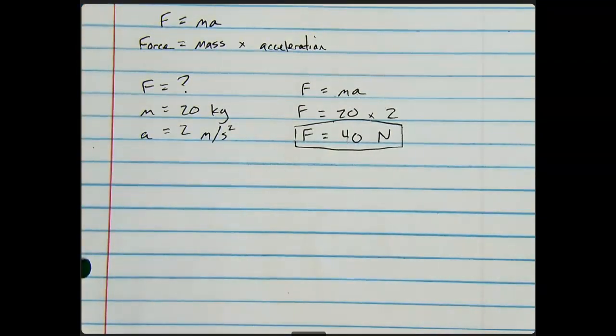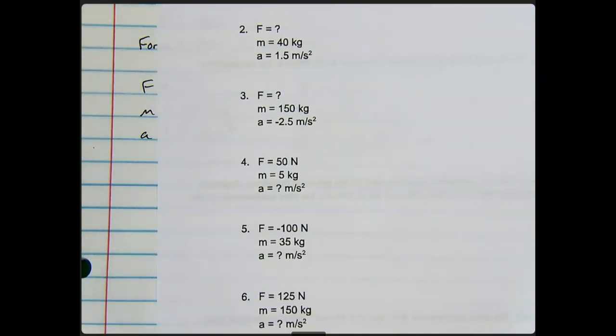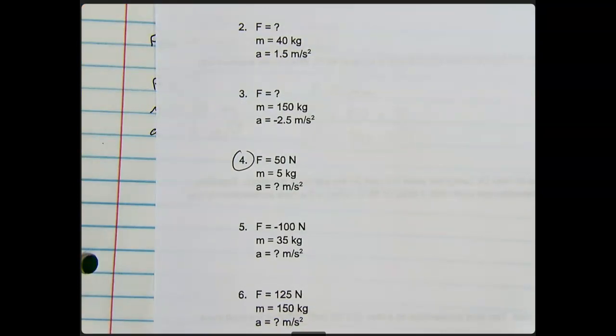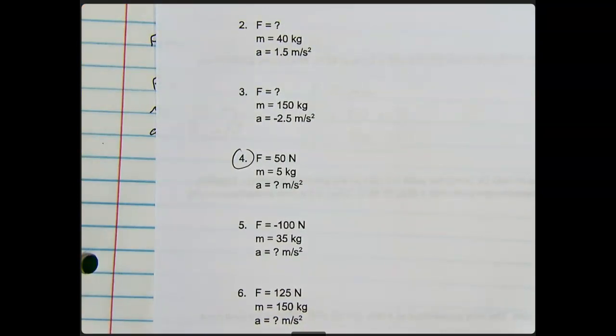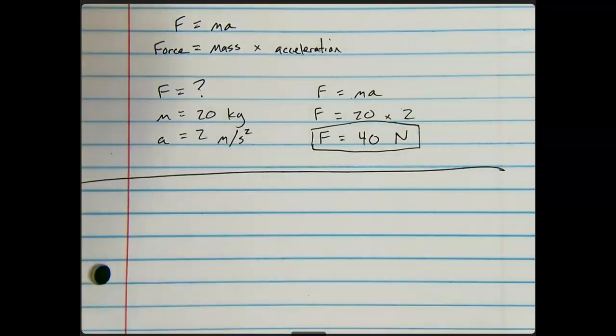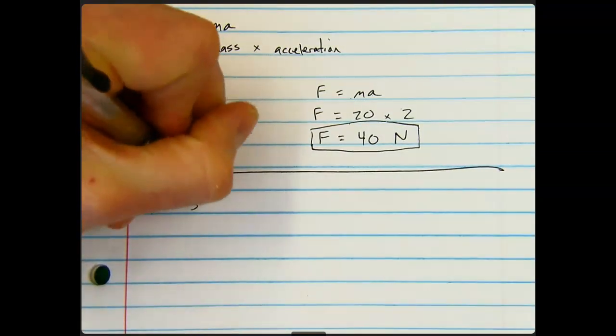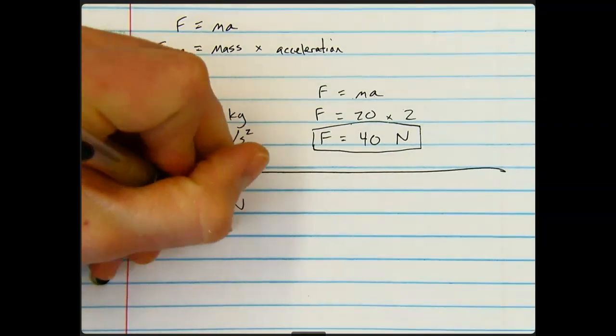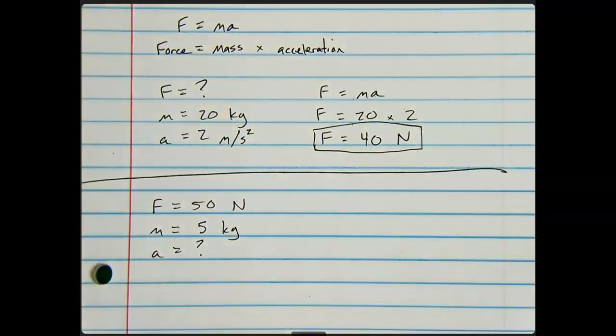Let's look at another one where maybe you're not given mass and acceleration. Rather, you're given force and some other number, and you have to find, let's say, acceleration. Let's do number 4. We have force is 50, mass is 5, but we don't know acceleration. So I'm going to write that down here. Force is 50 newtons, mass is 5 kilograms, and acceleration, well, we don't know what that is.